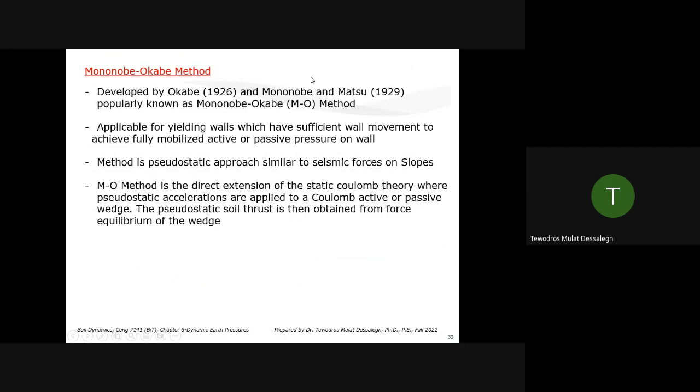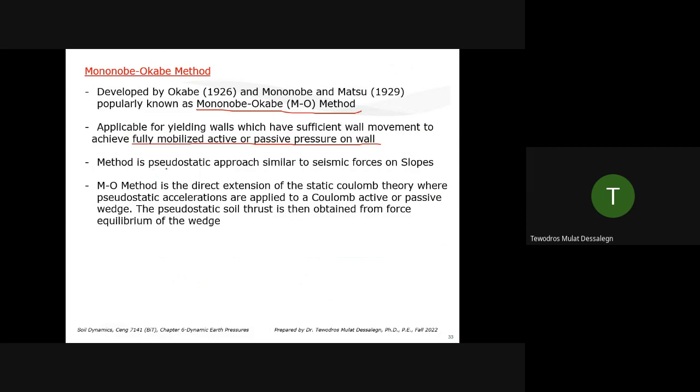So the first method that we use for a pseudostatic approach is the Mononobe-Okabe method. It was developed by Okabe in 1926 in Japan and by Mononobe and Matsuo in 1929. Later it was combined and called the Mononobe-Okabe method. That's a dynamic earth pressure method for the pseudostatic approach. This is the most widely used for hand calculations nowadays, if you're not using software. It is applicable for yielding walls which have sufficient wall movement to achieve fully mobilized active or passive pressure on walls. It's an extension of the static approach.